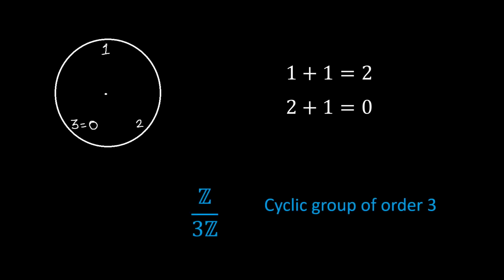Now, what if in a hypothetical world you had 3 hours in the clock? Here, 1 plus 1 is 2 and 2 plus 1 is 3, which is 0 in this clock. We call this clock Z mod 3Z or the cyclic group of order 3. In another hypothetical scenario, let's imagine that our clock has 5 hours. We call this clock Z mod 5Z.